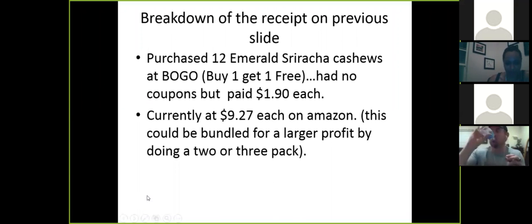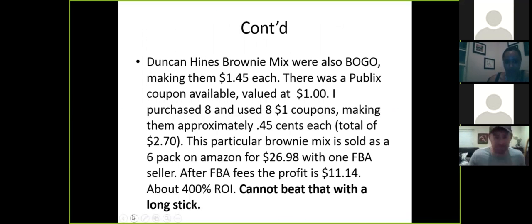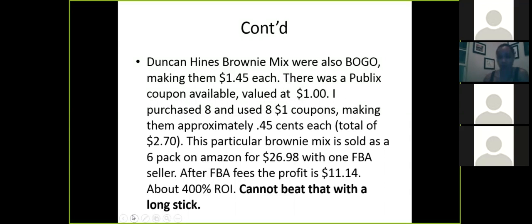Okay, let's get to my next slide here. So these are actual products, guys. These are things I just bought like last week. Duncan Hines brownie mix. We're getting to Thanksgiving, people like to bake. They were also buy one get one free, making them $1.45 each. There was also a Publix coupon available, valid at $1. I purchased 8. I used 8 $1 coupons, making them approximately 45 cents each.